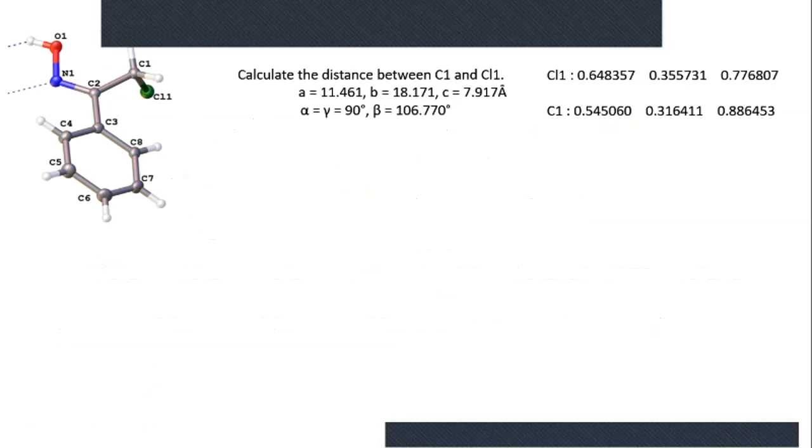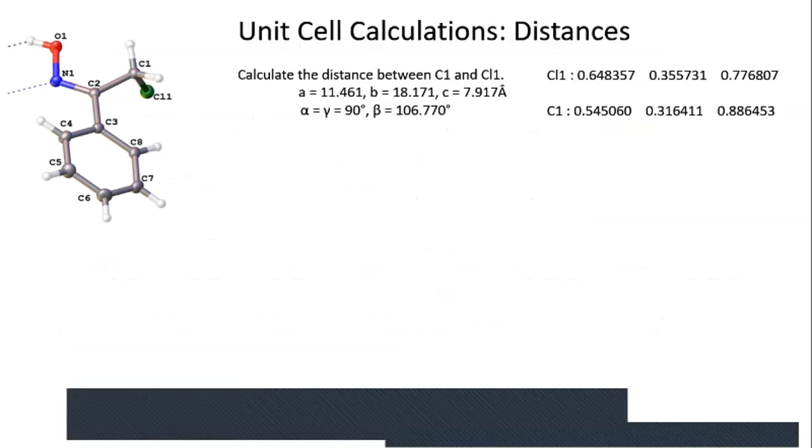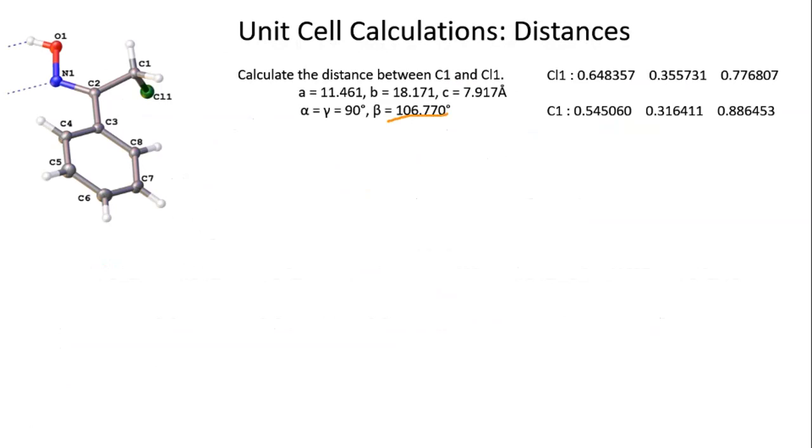So here's another example. We have a monoclinic unit cell, because again, alpha equals gamma equals 90, but beta is non-90. So this tells us it's a monoclinic unit cell. And again, A, B, and C are different. And so what we wanted to calculate now is the distance between the C1 atom and the Cl1 atom. So what's the distance between this carbon and chlorine atom?